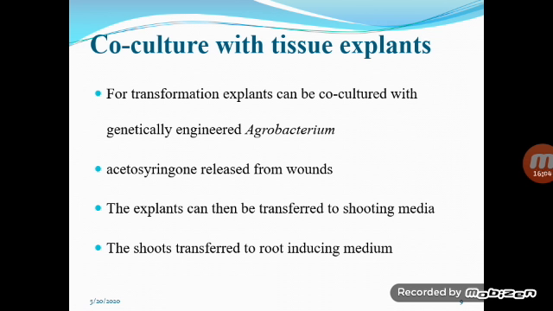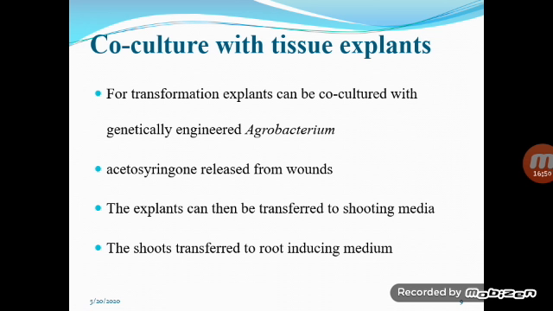During co-culture, acetosyringone released from the wound induces the vir genes, which bring about transfer of recombinant tDNA into many of the plant cells. The explants can then be transferred to shoot inducing medium containing kanamycin and cefotaxime. Kanamycin is for the selection of plants and cefotaxime for the killing of Agrobacterium cells.